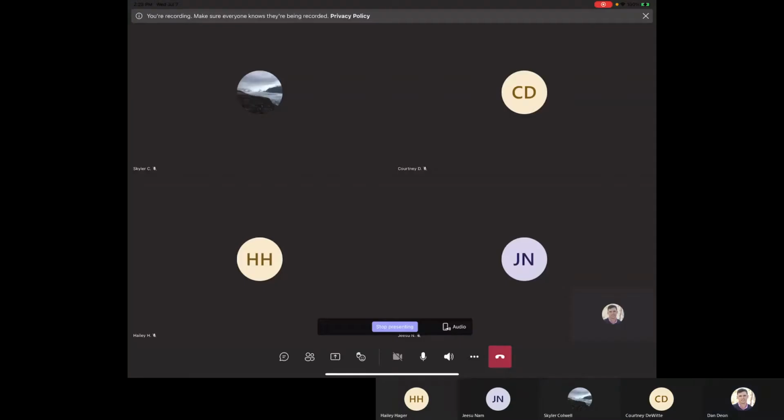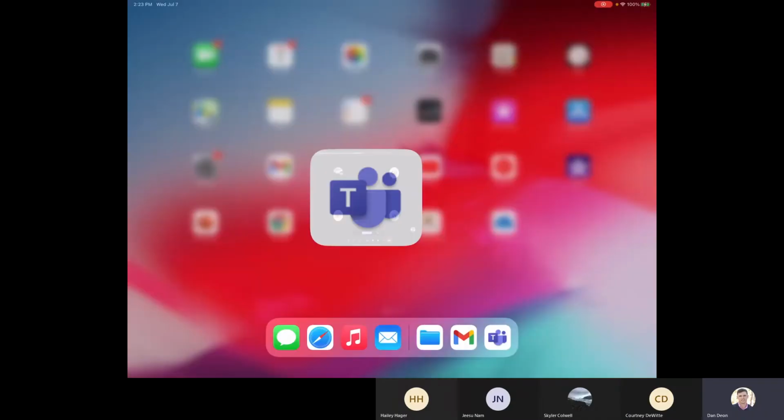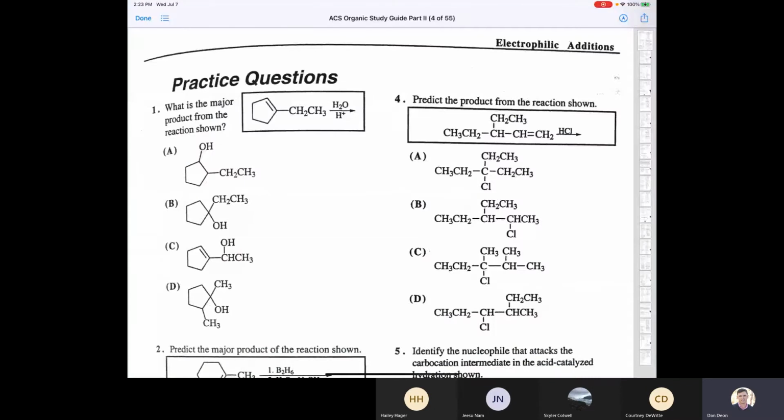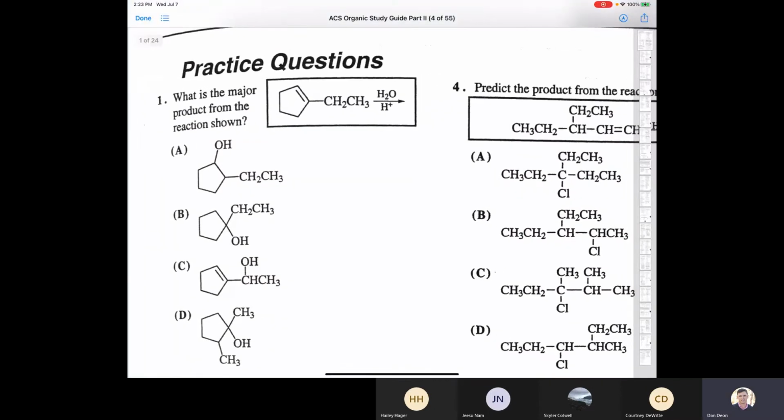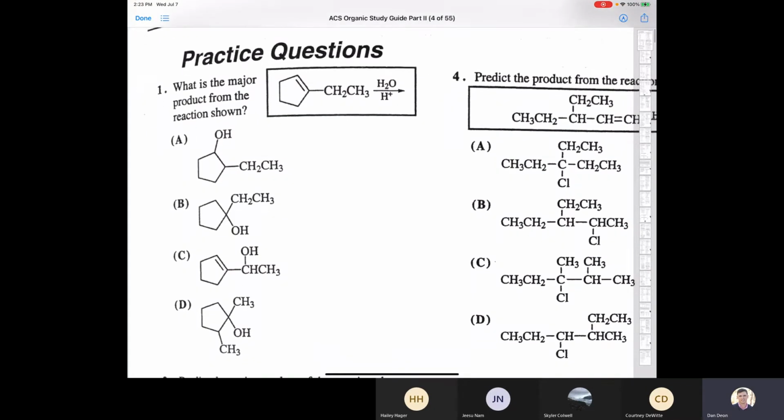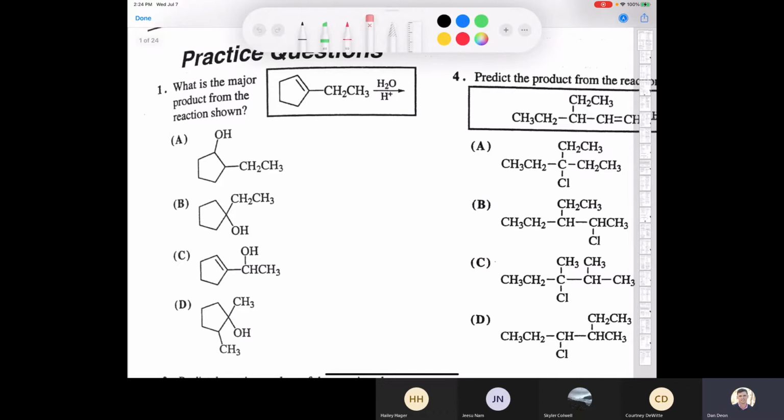Here is question number 1. It says, what is the major product from the reaction shown? So we have 1-ethyl cyclopentene, and we're treating that with water and acid. So what are we doing? All we're doing is a Markovnikov addition across that double bond, right?